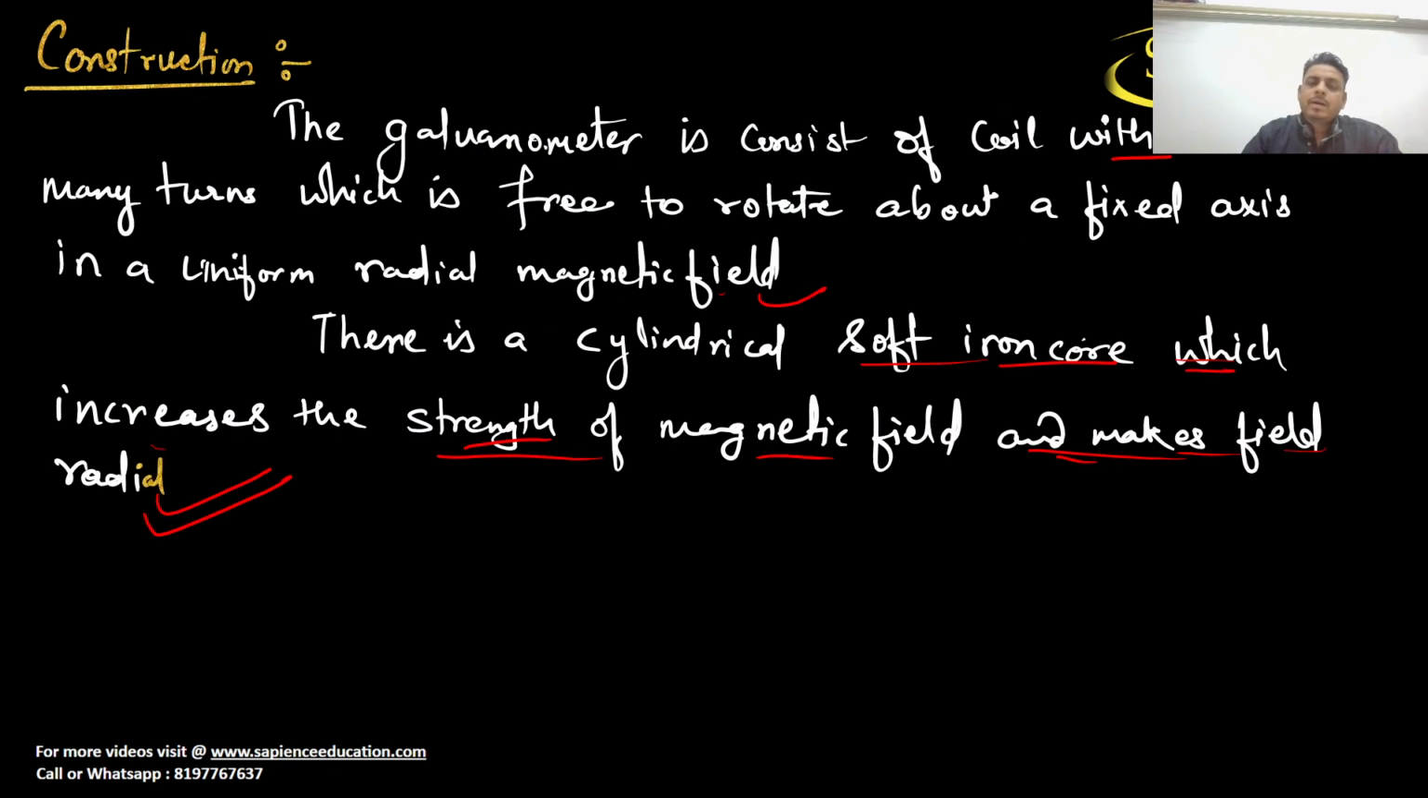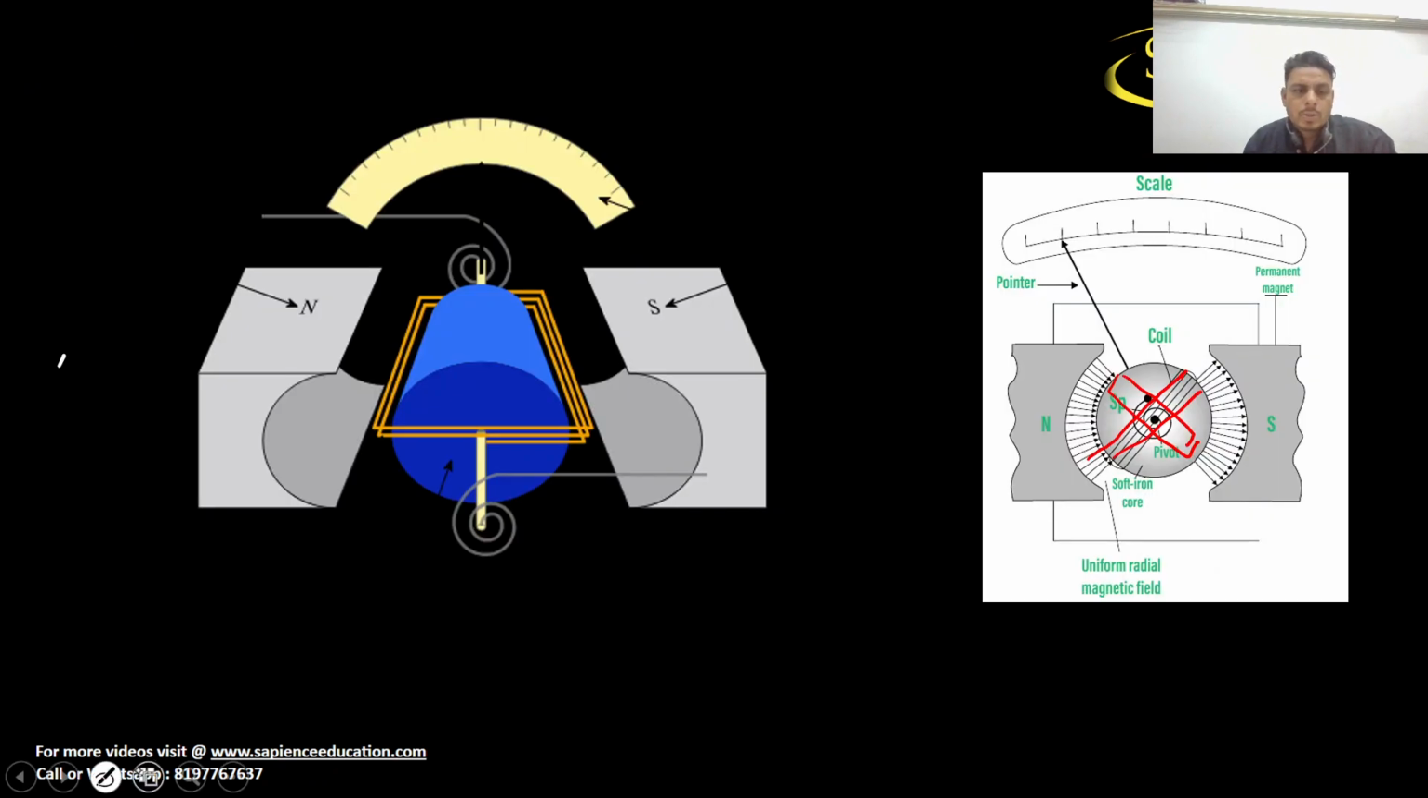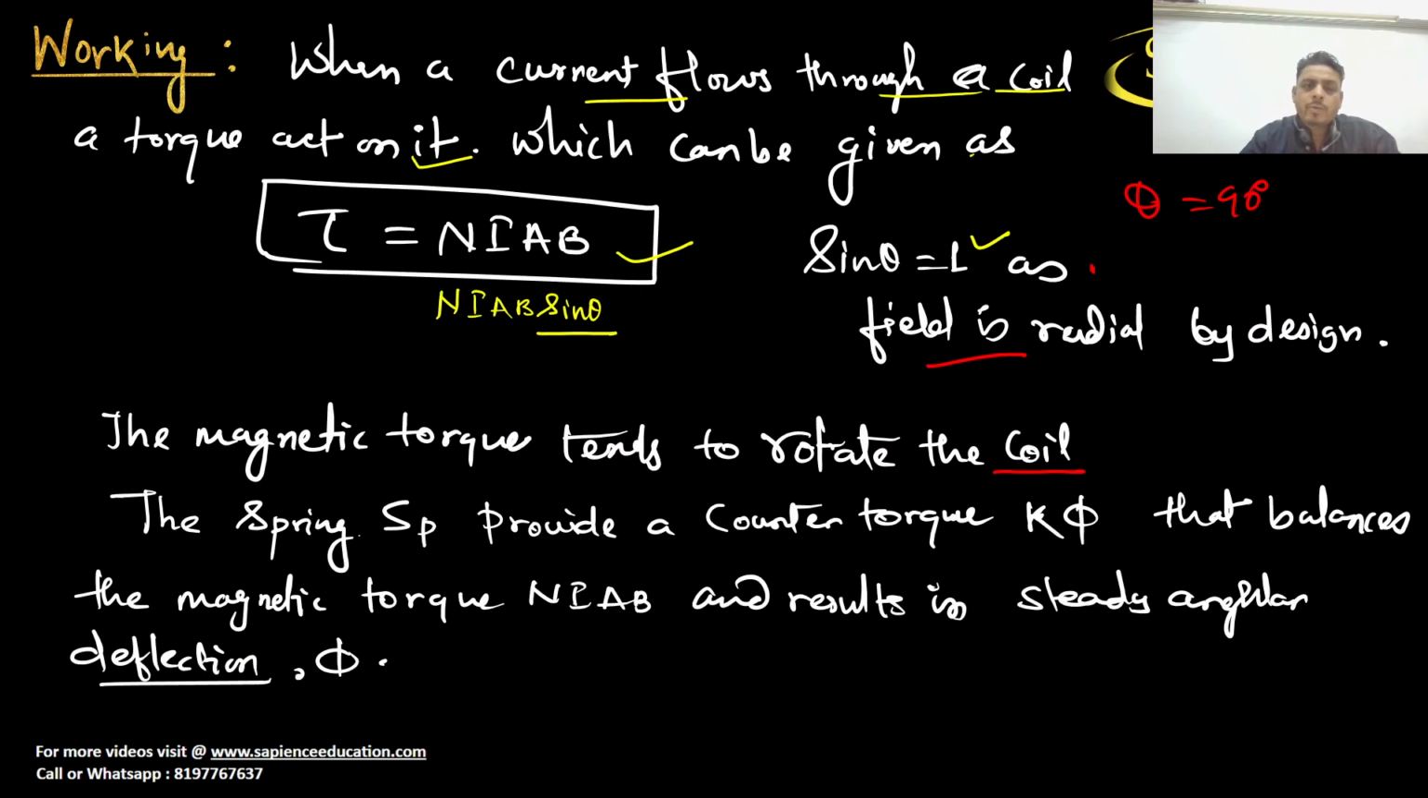So the magnetic torque tends to rotate the coil. A torque is being created like this and like this. It will try to rotate like this, or it may rotate like this, depending upon Fleming's right hand rule. The spring provides a counter torque K phi that balances the magnetic torque NIAB and results in a steady angular deflection phi.